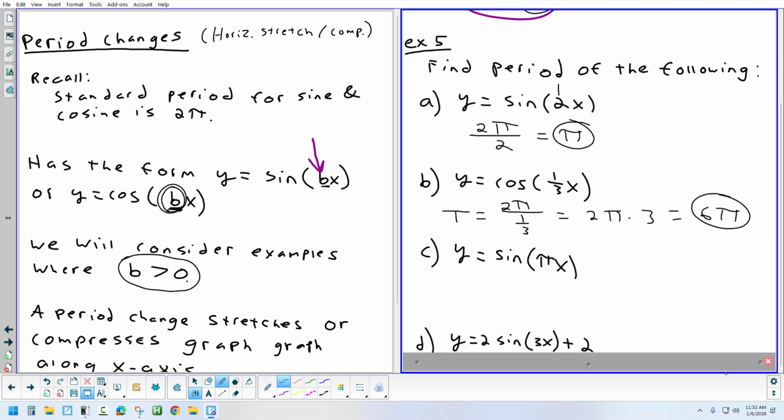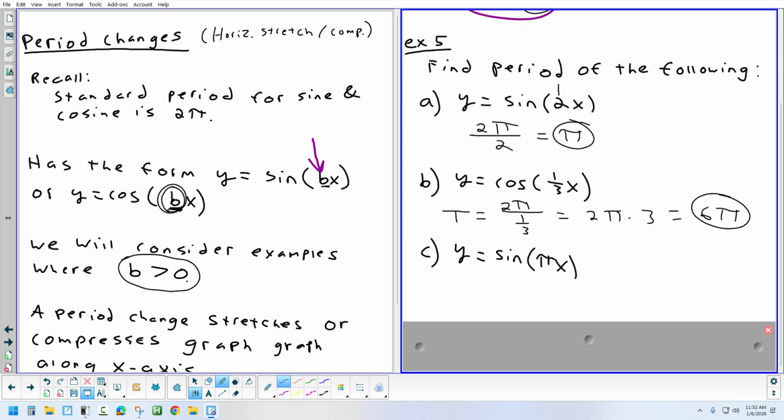All right, and let's try this one. What's going to be the period in this case? Pi. Well, b is pi. But can you plug that into the whole formula? It'd be 2 pi over pi. So would it just be 2? Yep. So that means this graph would have a cycle from 0 to 2.